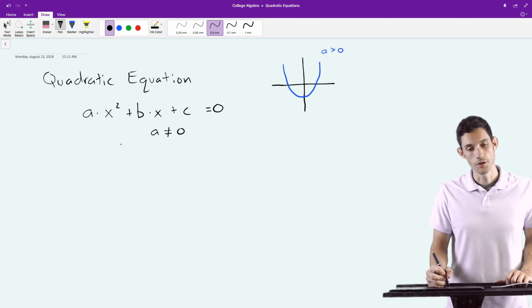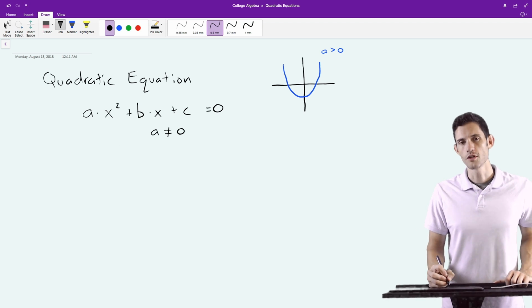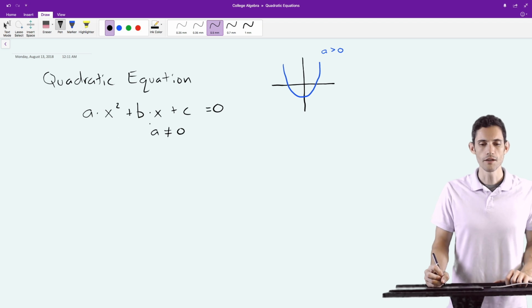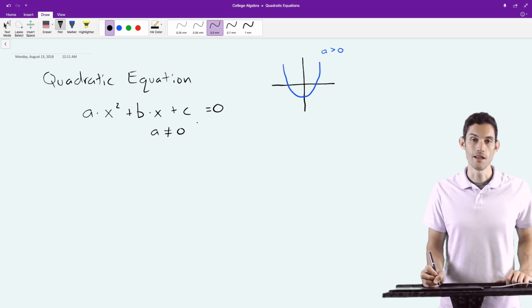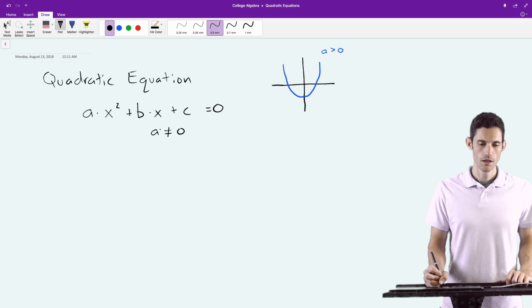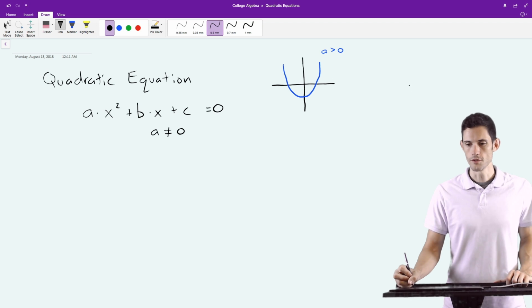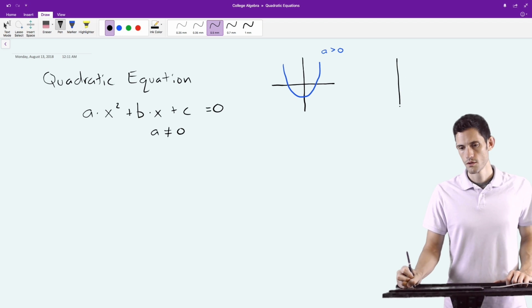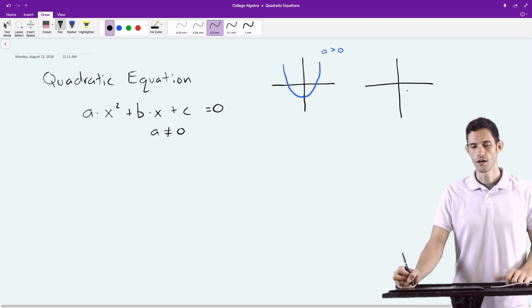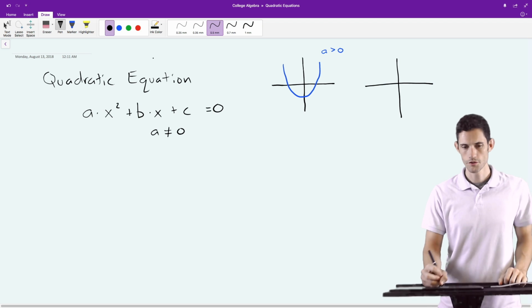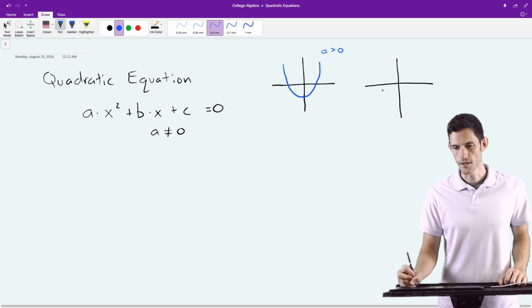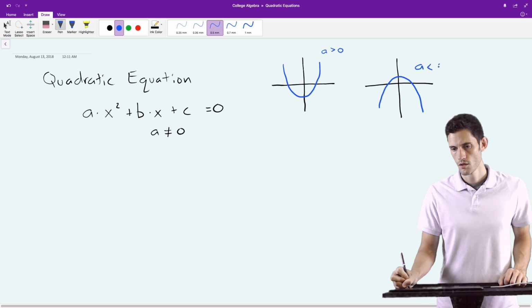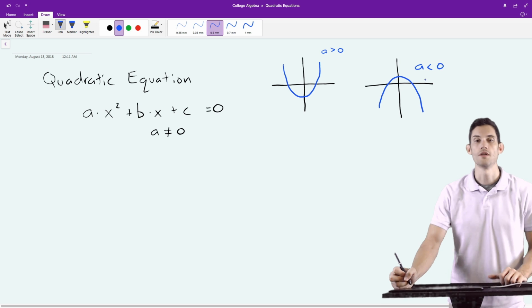If a were 0, then that whole first term is gone, and now you have bx plus c equals 0, and that's a line. So now this is a linear equation, and we've already talked about those in a previous video. So if a is positive, you'll see the parabola cuts upwards, and if a is negative, you'll see something that looks like this. The parabola that's cut downwards.